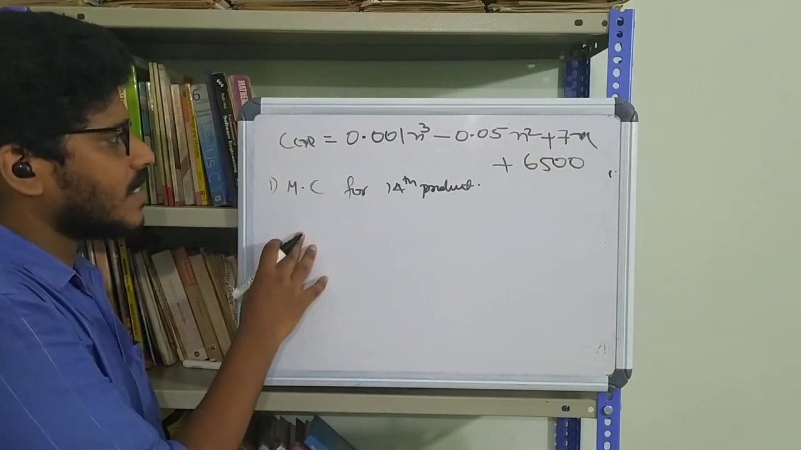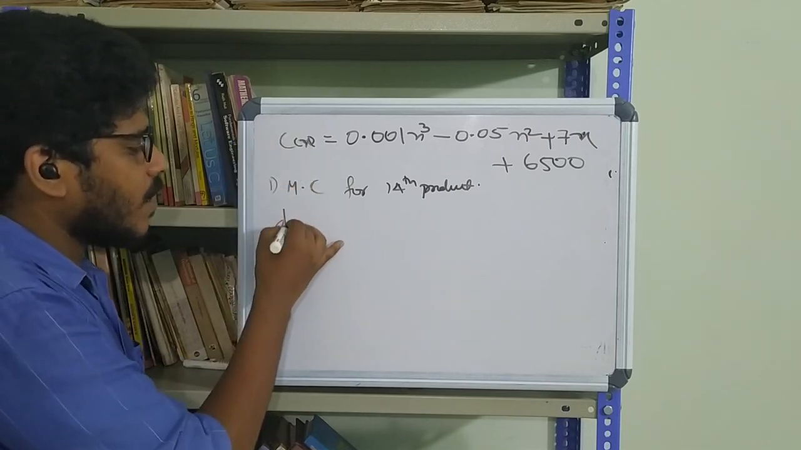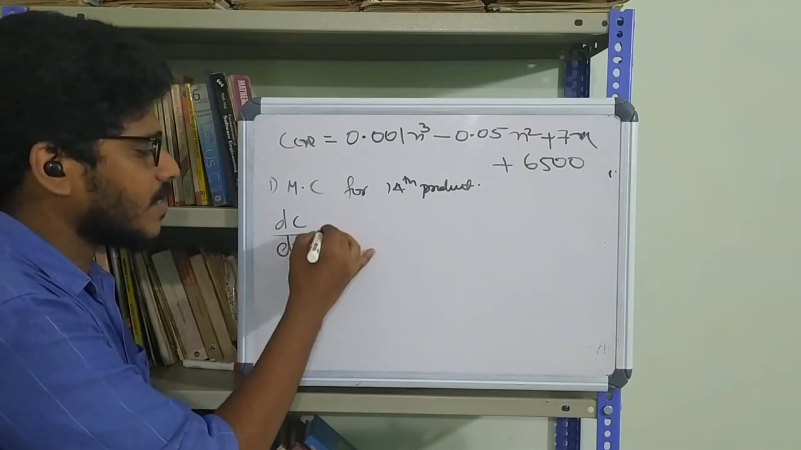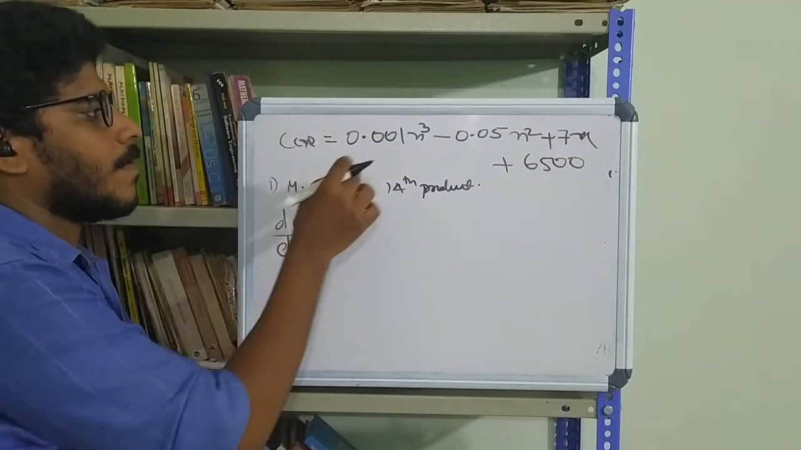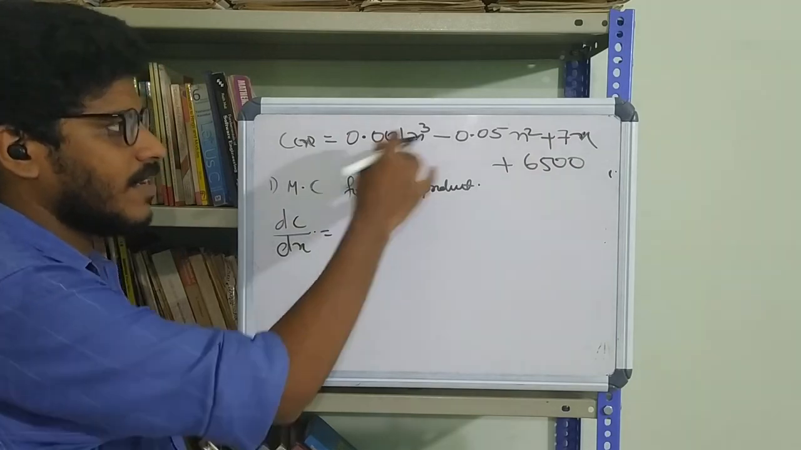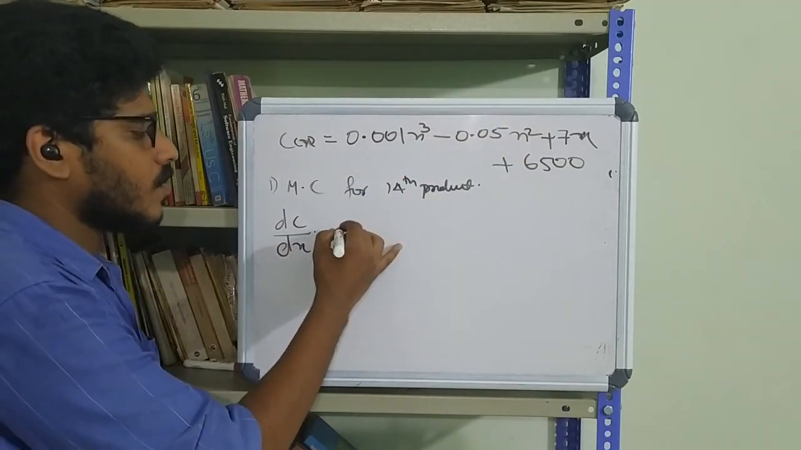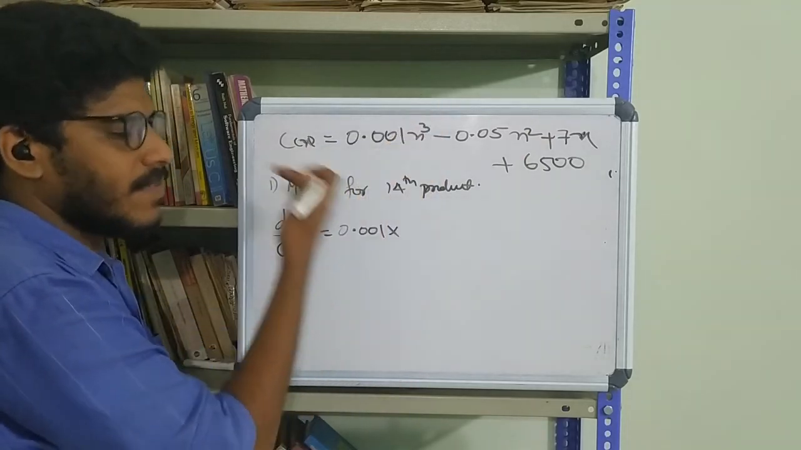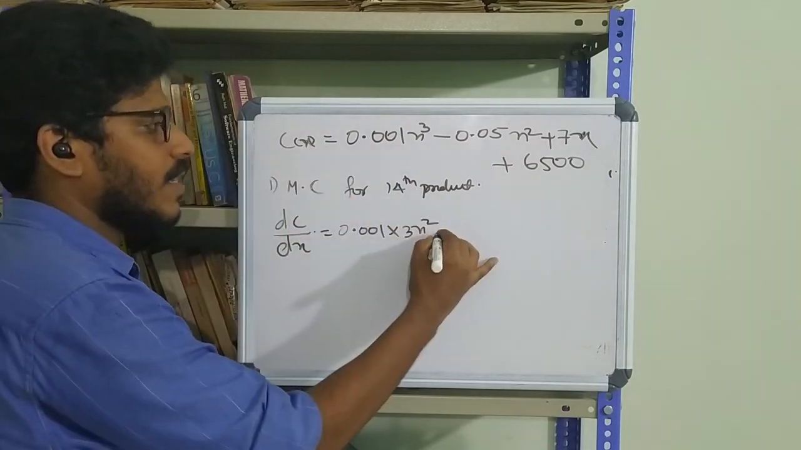So let's find the general marginal cost function. The general marginal cost function is the derivative of the cost function, which is dC/dx. How to differentiate this? This is a constant times x cube, so let's take the constant out. We differentiate term by term; that's how we perform differentiation over a polynomial. So 0.001 times, what is the derivative of x cube? 3x square.